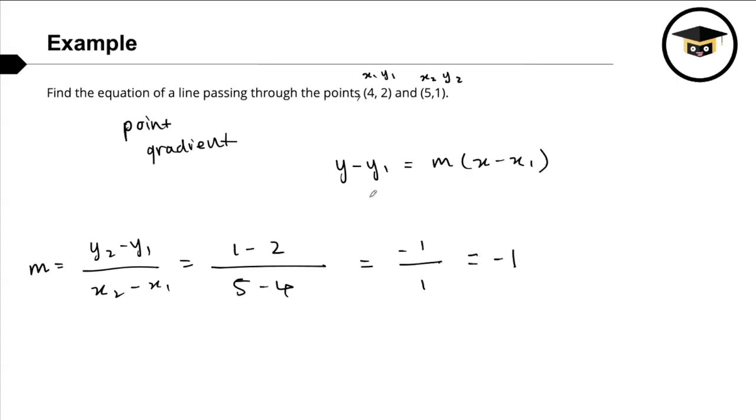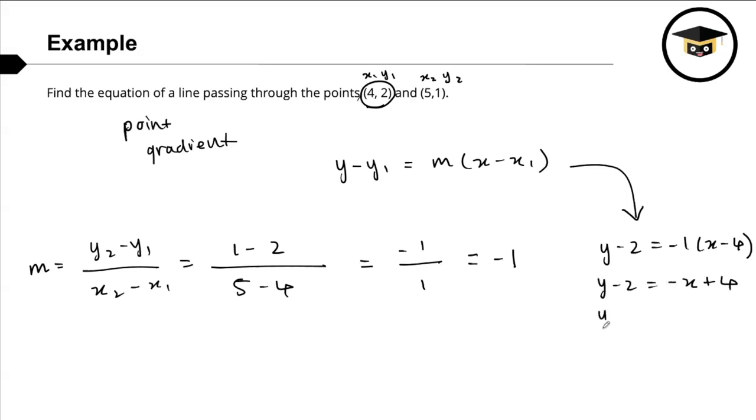Then we need to use 1 point. So here we've been given 2 points. But the thing is, both those points have to lie on the same line. So it doesn't matter which one we use. In fact, for this example, I'm going to show you how, regardless of which point I sub into this equation, I will end up getting the same answer. So let's first use this point. So if we have y minus y1, that'll be y minus 2 is equal to negative 1(x minus 4). So y minus 2 is equal to negative x plus 4. And that means y is equal to negative x plus 6.